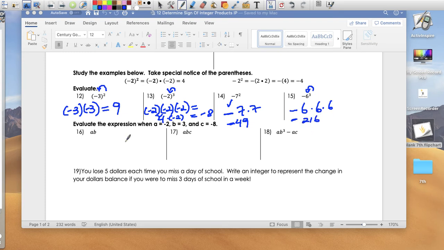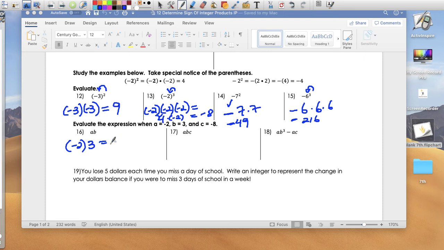Okay. Well, substitute. A is negative 2, B is 3, and C is negative 8. So if we substitute, we get negative 2. And I like putting in parentheses. Times, and we're going to multiply that by B, which is 3. Well, that's simple enough. And actually, B was not negative, so I'm just going to write it without the parentheses.